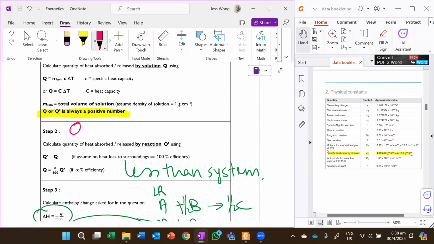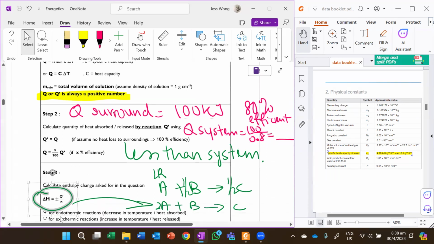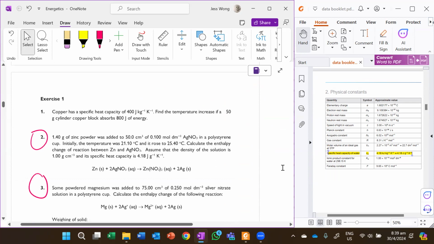So let's say this is your Q of the surroundings, and you find it to be 100 kilojoules, and the process is only 80% efficient. So what is your Q of the system? Your Q of the system will be equal to 100 divided by 0.8. It should be larger. The original system has given out more heat, but the surroundings took in only 80% of it. So if you want to use the Q of the system to find delta H, you will have to make it bigger. You have to factor in the loss. Okay, I think we stop here.